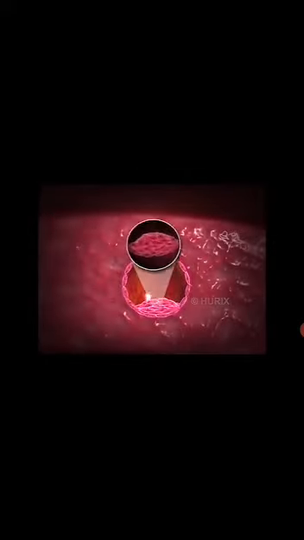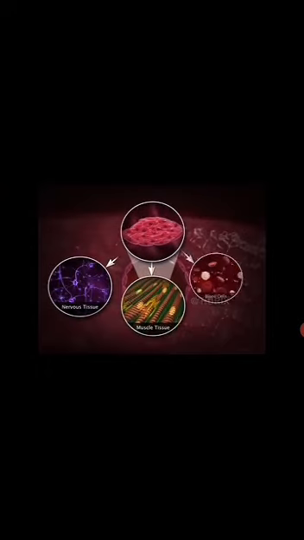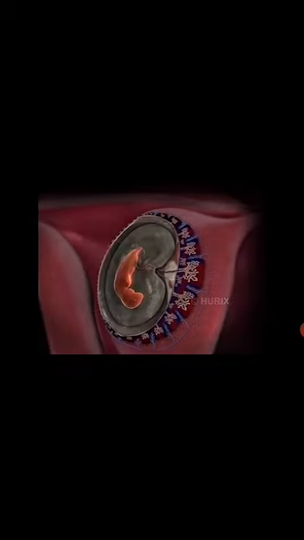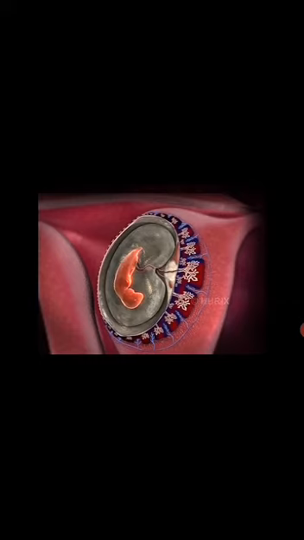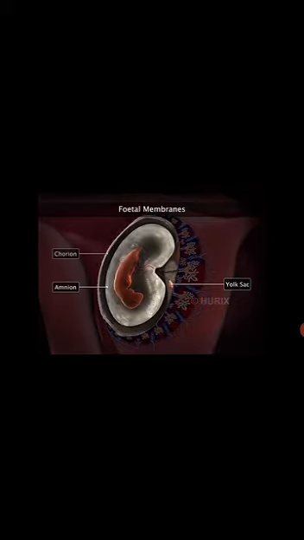Some cells called stem cells are present in the inner cell mass. The stem cells are pluripotent, which means that they can give rise to any type of tissue except those of the placenta and the extraembryonic membranes. The developing embryo is protected by fetal membranes. These are the yolk sac, amnion, chorion, and allantois. They are not a part of the embryo and are called extraembryonic membranes.